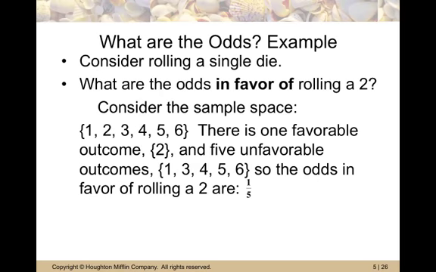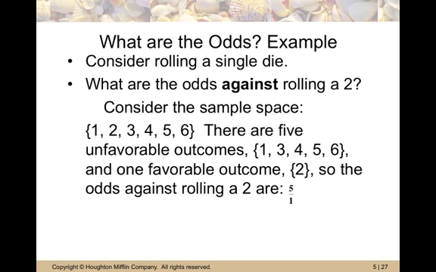So, consider rolling a die. What are the odds in favor of rolling a 2? So you need to consider the sample space, 1, 2, 3, 4, 5, 6. There is 1 favorable outcome, 2, and 5 unfavorable outcomes, 1, 3, 4, 5, and 6. So the odds in favor of rolling a 2 are 1 to 5.